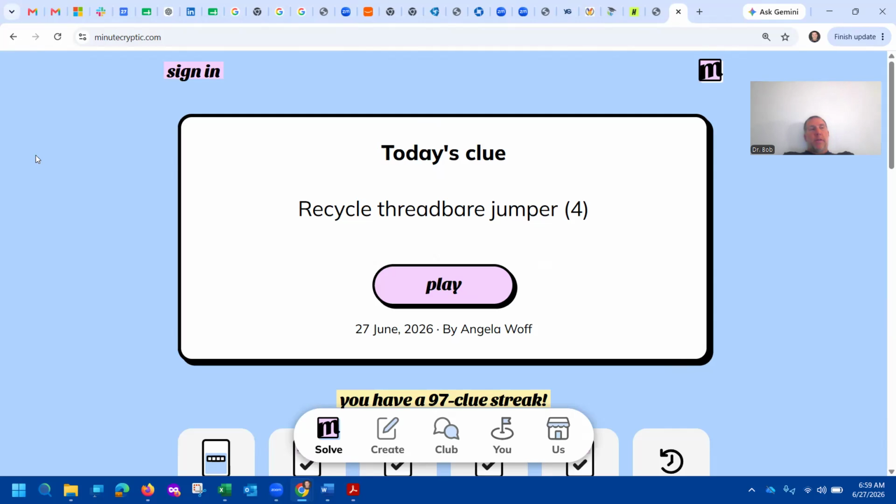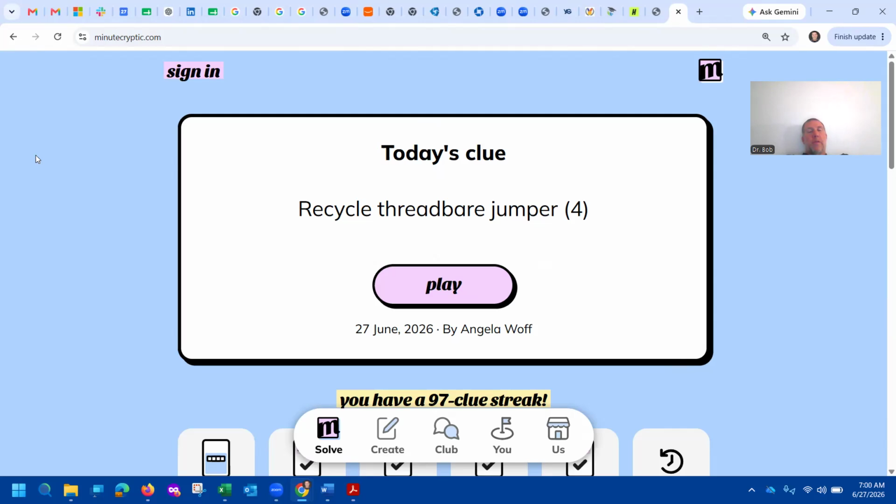Threadbare. What does threadbare even mean? I like bear as an indicator to remove. That's a clever way to get it in there, but I can't find any short words for thread. Maybe thread or recycle thread. No, it's too much.